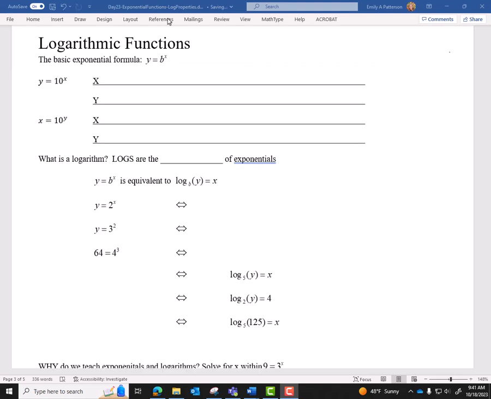So for example, when x is 0, that means 10 to the 0 is going to be 1. Anything to the 0 is 1. Then we have 10 to the first is 10. 10 to the second is 100. 10 to the third is 1,000, and so forth.